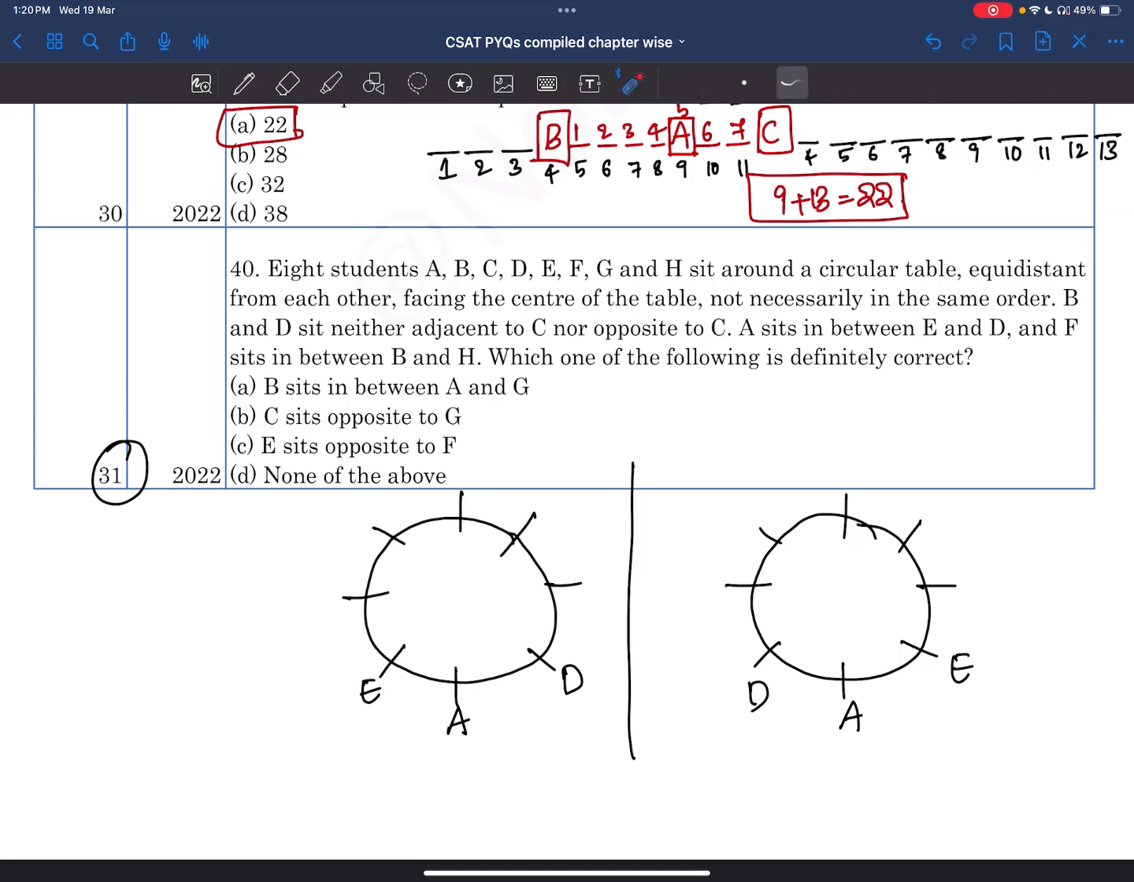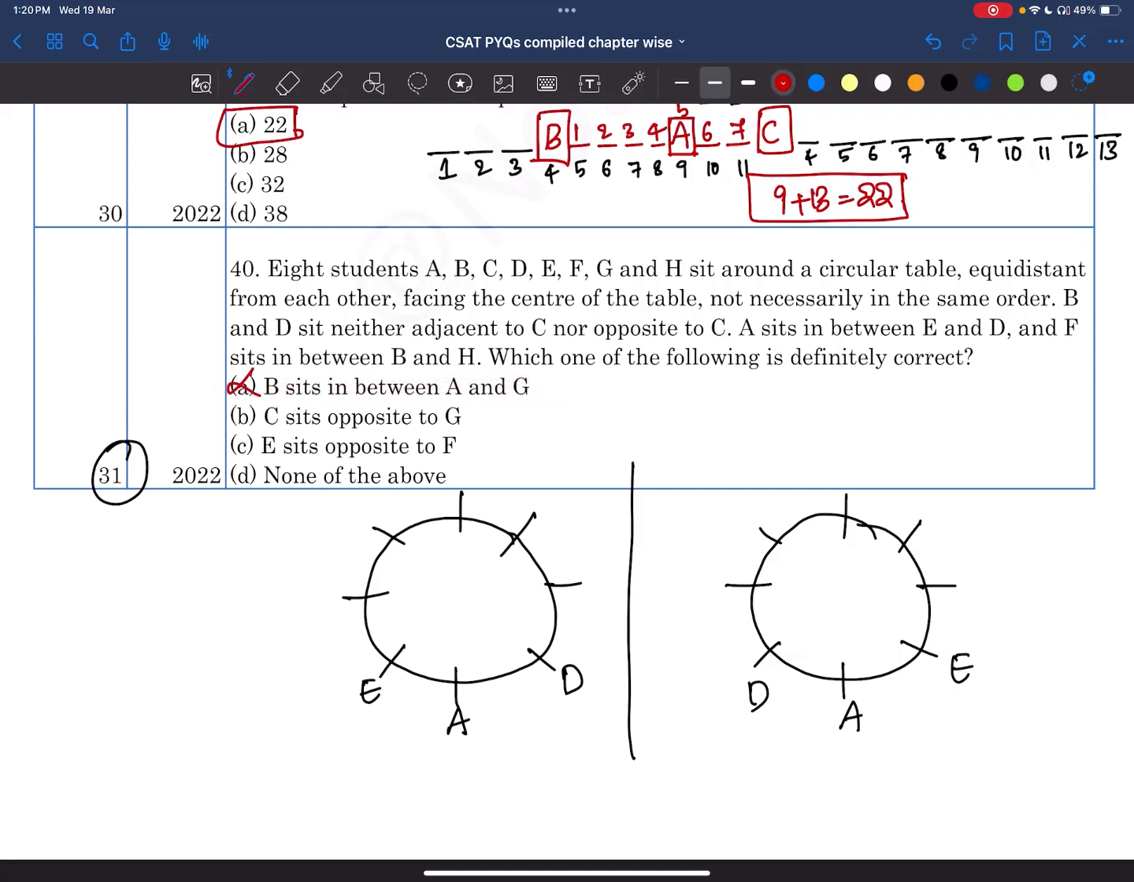From the question, we only got these arrangements. Now let's go with the options. B sits in between A and G. Suppose A is already taken here. Now G can take this and this value. So what will be the values between A and G? Either E or D, right? So option A is wrong.